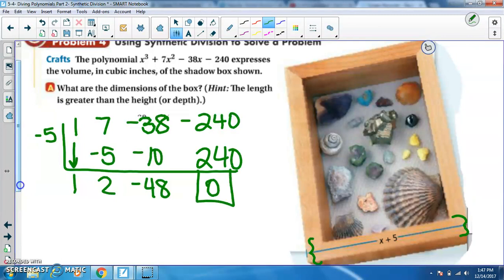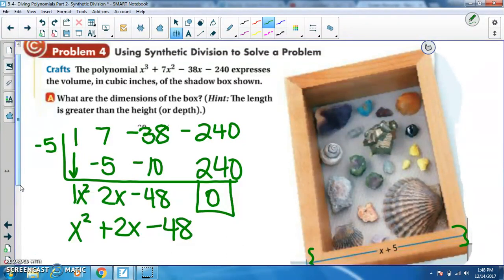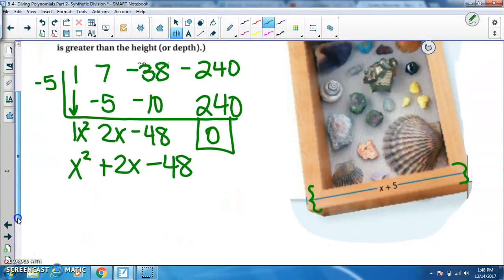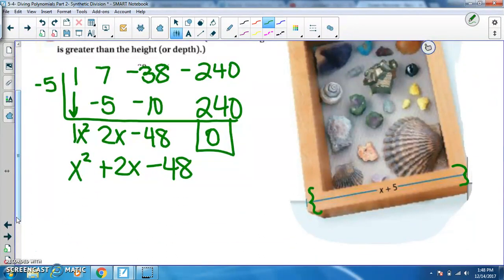So that's my remainder. This is my constant. This is my x term. This is my x squared term. Therefore, my answer would be x squared plus 2x minus 48. Since I have x plus 5 as my width, I need to find my length and my height. I know that my length times my height is x squared plus 2x minus 48, but now I need to factor this.